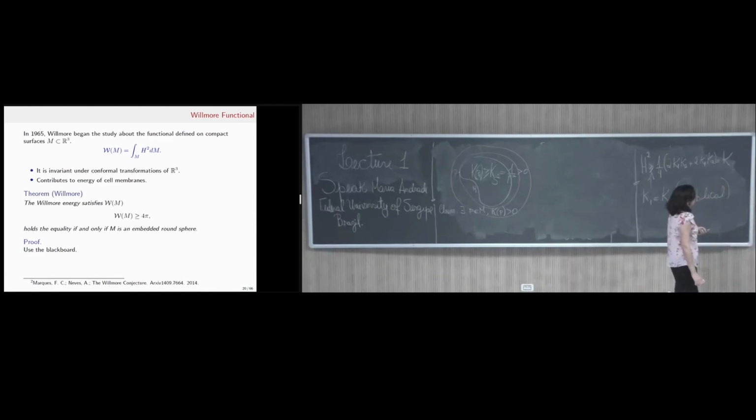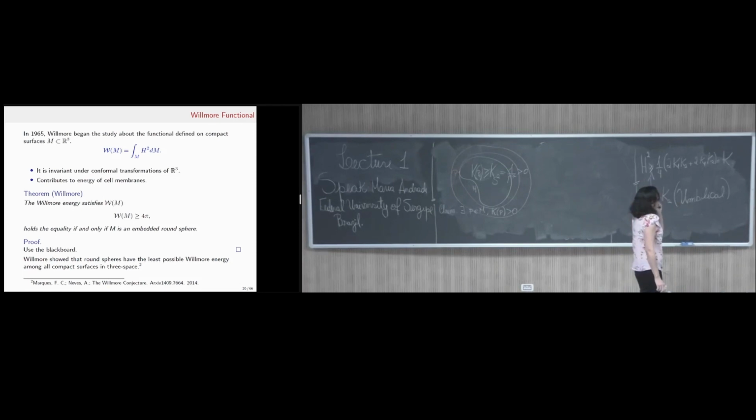It is important to say that Professor Fernando Codá and Professor Andrade wrote a very beautiful survey about the Willmore conjecture, and I will talk about it better after a few minutes, okay? You can see this better in this paper. And what do these results prove? Willmore showed that the round sphere has the least possible Willmore energy among all compact surfaces in 3-space. Okay, this is important to observe.